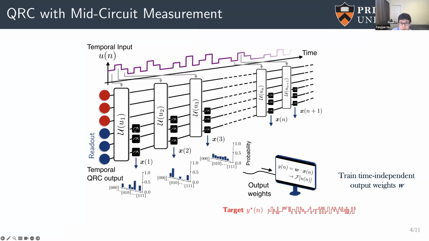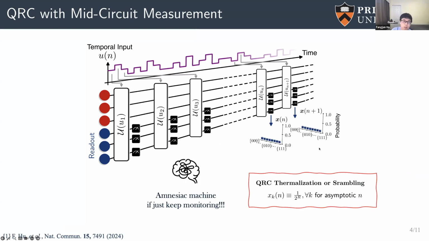We leverage partial mid-circuit measurement to access the information from the quantum systems. However, our work in this paper showed that the computer will lose all its information when being monitored in this way. So after a very long time, we can check that the output does not depend on the input anymore. It just gives you some flat histograms, and it doesn't depend on the input value U or the previous history. So we call this phenomenon thermalization or scrambling in quantum reservoir computing.